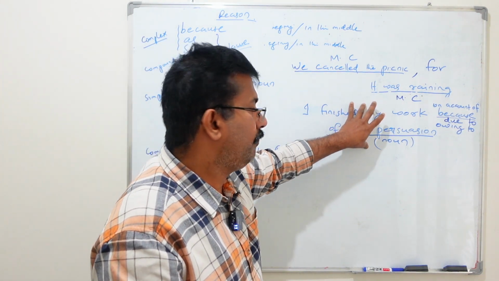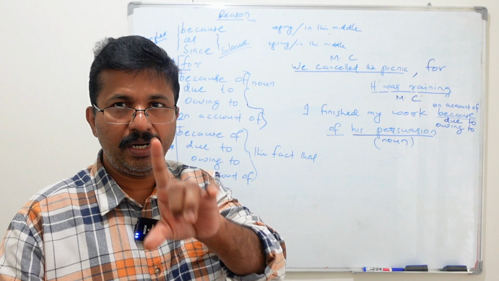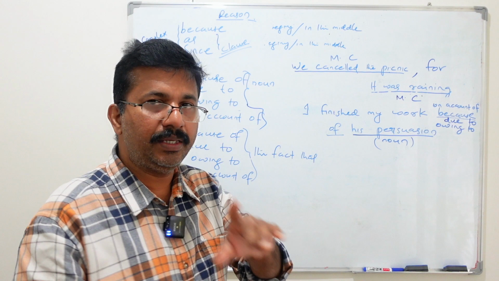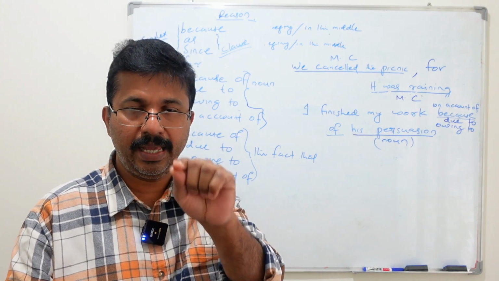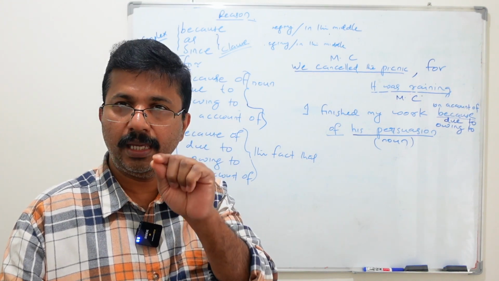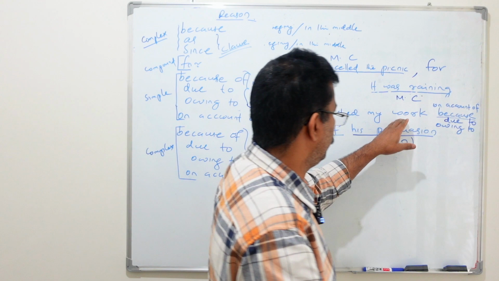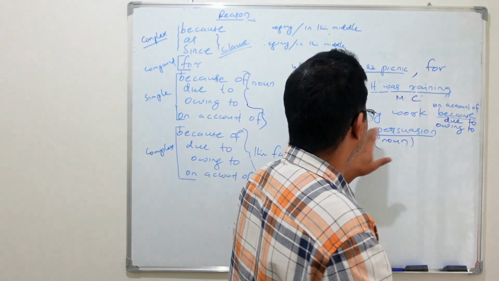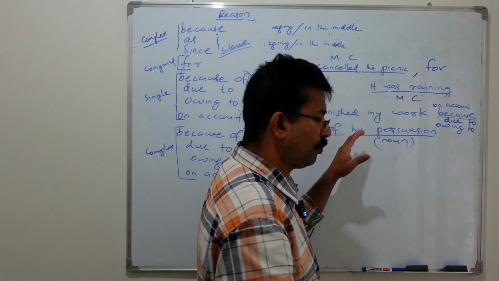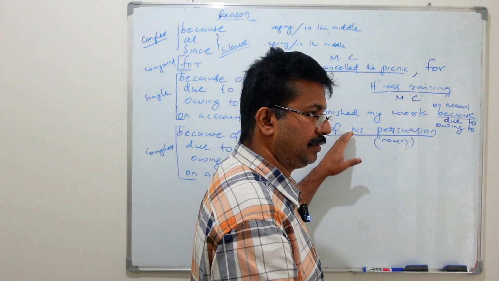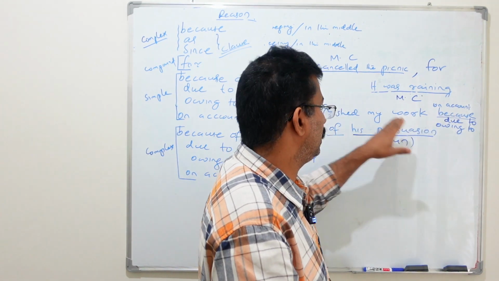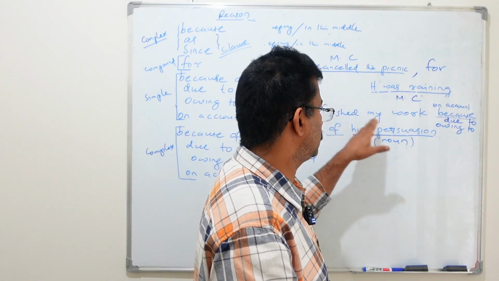This is fully one clause, one main clause, and this is a simple sentence. If there is only one main clause in a sentence, then that would be a simple sentence. I finished my work on account of his persuasion. On account of his persuasion is one main clause. So this is a simple sentence. I finished my work because of his persuasion is one main clause. This is a simple sentence.